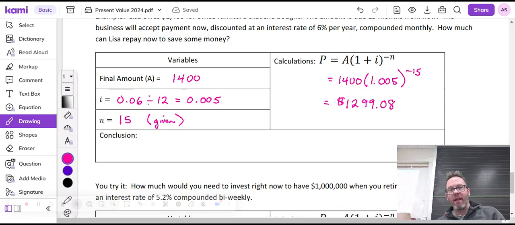No complaints, but blank stares. Let me double check that. Times 1.005 to the power of negative 15. Yeah.